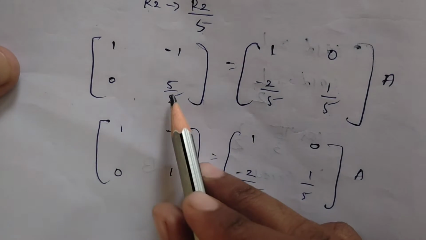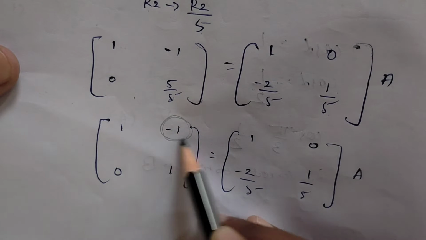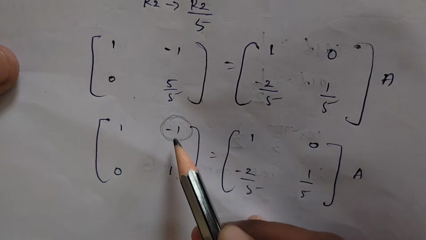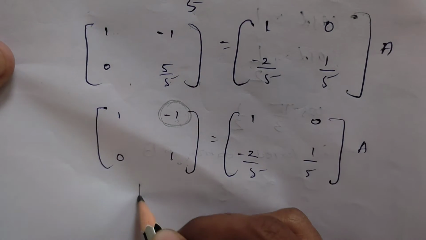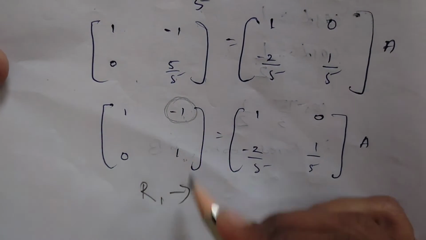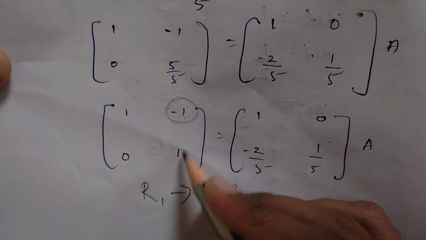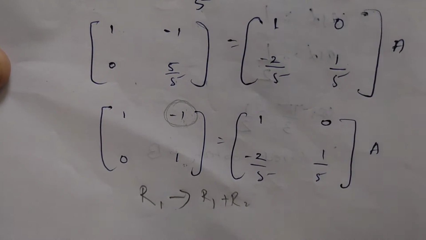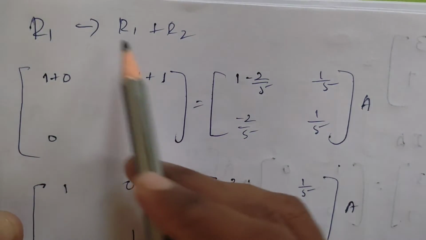Next, so we have made this element 1. The step 4 is, we should make this element 0 with the help of R2 only. So to make this element 0, what we have to do? R1 tends to R1 plus R2. So minus 1 plus 1 will become 0. So if we apply this elementary operation, we'll be getting this as 0. R1 tends to R1 plus R2.